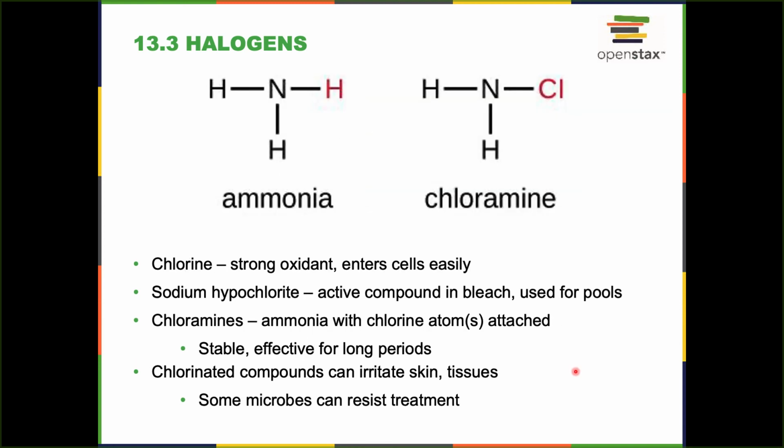We see halogens more in the form of chlorine, which is a strong oxidant. Typically we see it as hypochlorite, which is the active compound in bleach. So when we say things are chlorine, it's actually the hypochlorite ion. And now, for a lot of cleaners, chloramines are what's used. This is ammonia, and then you attach a chlorine atom to it. That's a chloramine, and they're very common for cleaners and disinfectants.